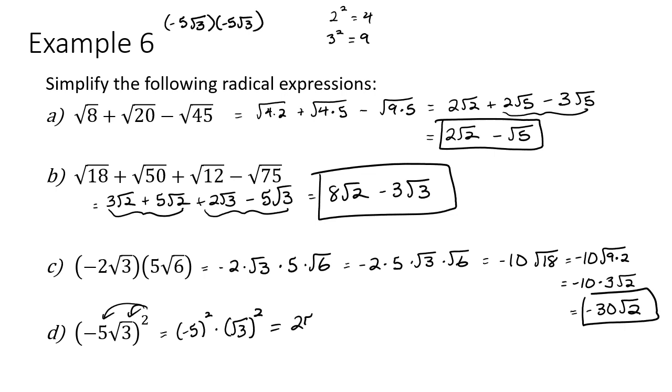Negative 5 squared would give us a positive 25. Square root of 3 squared, again, square root is a 1/2 power. That cancels out with the exponent of 2. So that's just times 3. And so this whole thing is 25 times 3, or 75.